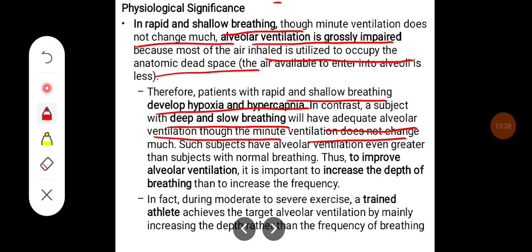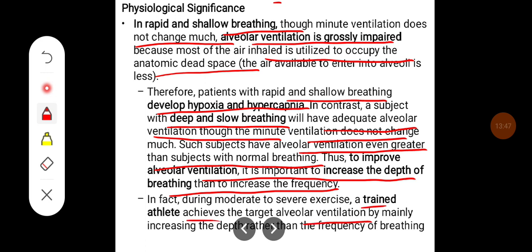Such subjects have alveolar ventilation even greater than the subject with normal breathing. Thus, to improve alveolar ventilation, it is important to increase the depth of breathing rather than the frequency. In fact, during moderate to severe exercise, a trained athlete achieves the target alveolar ventilation by mainly increasing the depth rather than the frequency of breathing.